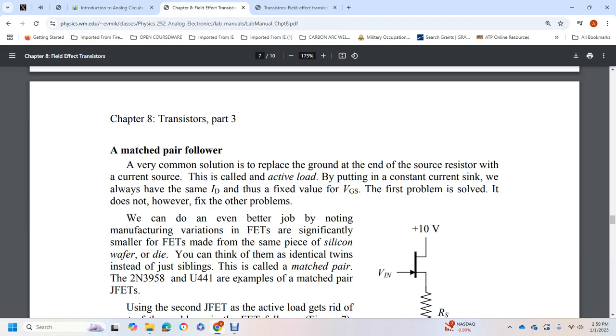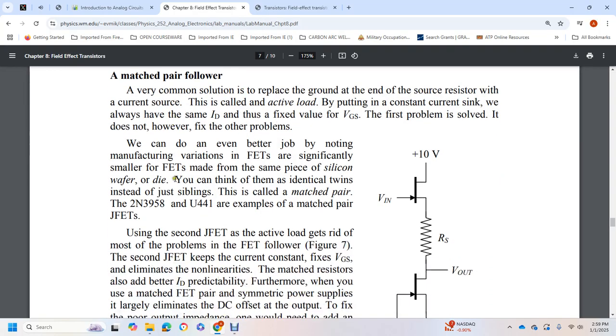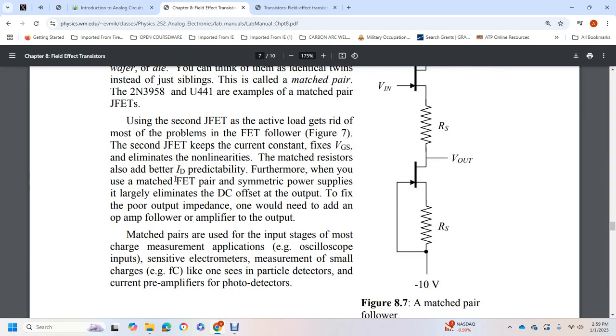You can think of them as identical twins instead of just siblings. This is called a matched pair, for example a matched pair of junction field effect transistors. Using a second junction field effect transistor as the active load gets rid of most problems, as in figure 7. The second junction field effect transistor keeps the constant current with a fixed gate-source voltage, eliminating the nonlinearity and matched resistors.